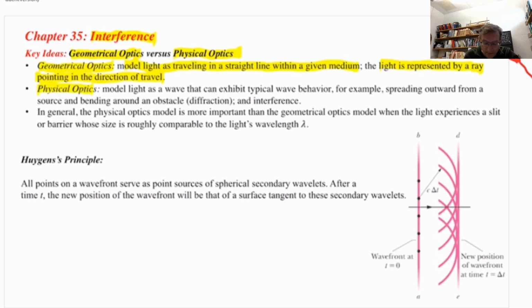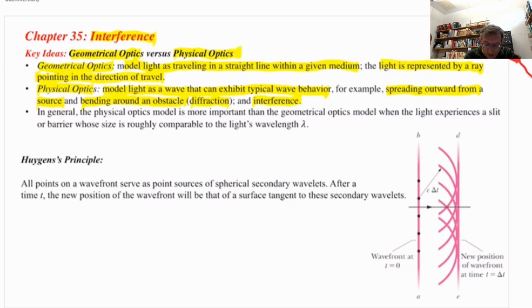But we're going to focus on what I call, or what is called, physical optics. And in physical optics, you model the light specifically as a wave that can exhibit typical wave behavior. Two of those common behaviors are the spreading outward from a source and bending around an obstacle, which is called diffraction. Those are wave behaviors. Also, as I've mentioned, interference. All right, that's our focus for this chapter.